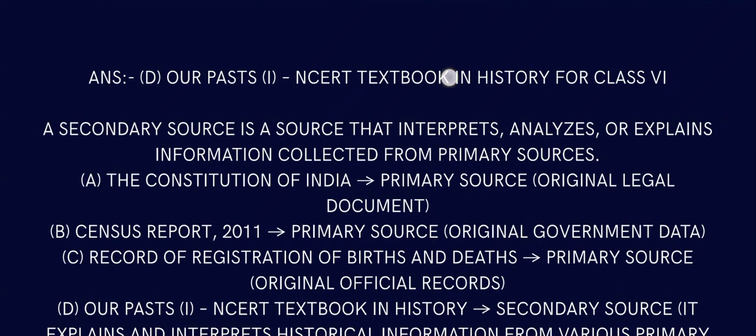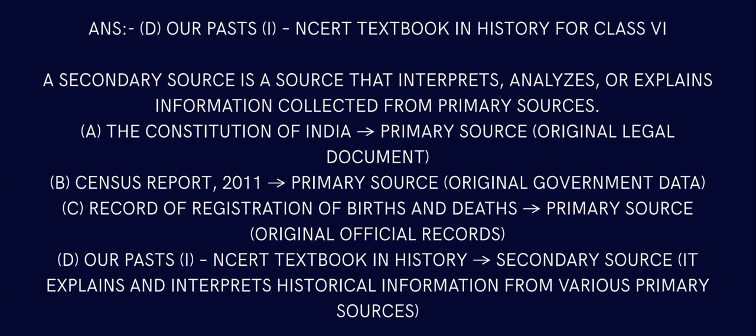A secondary source is a source that interprets, analyzes, or explains information collected from primary sources. So likewise, everything you read in your class 6 book, they were not original, they were collected from other sources. The Constitution of India, that is primary because it is an original legal document. Census report, also primary. Record of registration of birth and death, that is 100% primary source. But Our Pasts explains and interprets historical information from various primary sources, right?